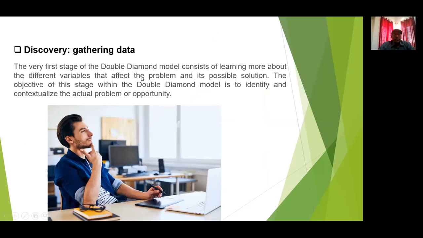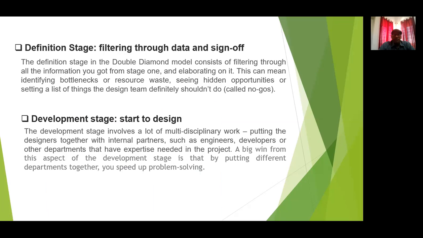The discovery phase is gathering the data. You gather as much data as possible and then identify variant definitions for that problem. The objective of this stage within the double diamond model is to identify and contextualize the actual problem and opportunity. Then in the definition phase, you filter out the ones that are not related and identify the best. We can say the go and no-go decisions: which ones you have to do and which ones you are not supposed to do. So it is called convergence.